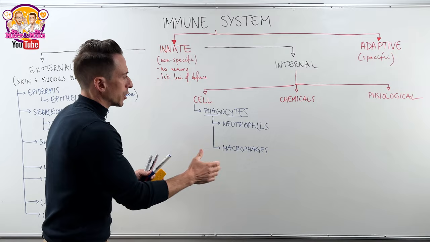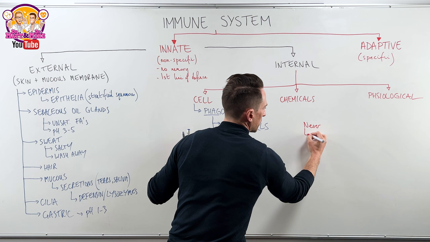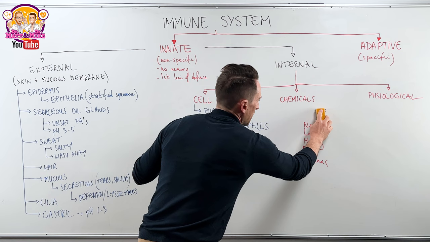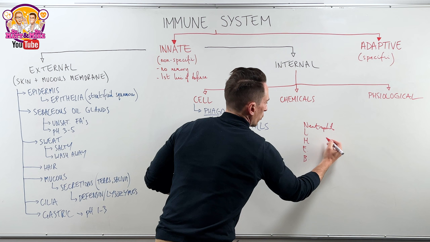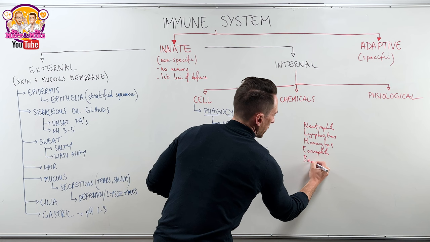So let's first look at neutrophils. Neutrophils are one of our white blood cells. Do you remember the way to remember your white blood cells? Remember, never let monkeys eat bananas. Remember that mnemonic? Never let monkeys eat bananas. Now you can get rid of the end of those words. And what do we have? We've got neutrophils. We've got lymphocytes. We've got monocytes. We've got eosinophils. And we've got basophils.